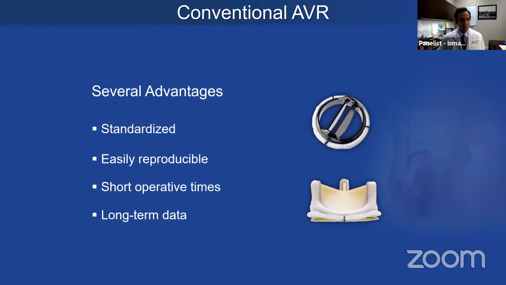They are very standardized procedures. They're very easily reproducible. They come with very short operative times, and we also have long-term data to support their use. But when we look at the long-term data, their use is mostly supported in the older patient category. When we look at the younger patients, the data is a bit more sobering, and it gives a bit more pause before we say that it really is the treatment of choice.